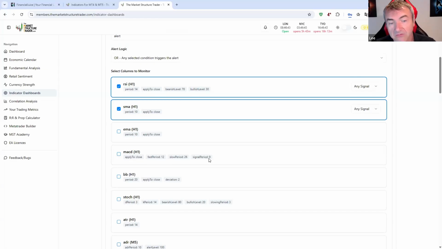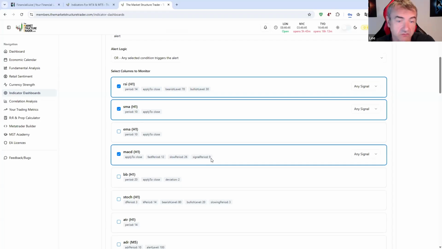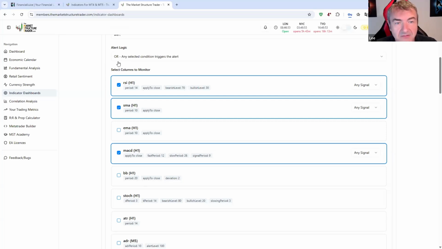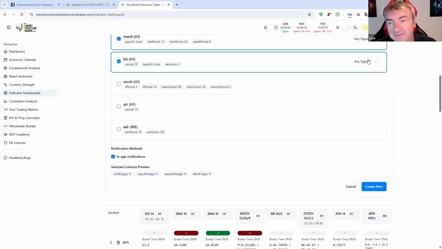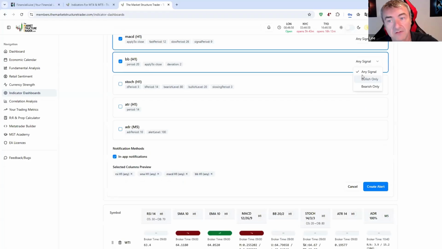There's a MACD signal, which is where the fast and slow cross, or the signal crosses the slow line, I think it is. Yeah, fast line, slow line, can't remember. I don't use MACD. Bollinger Bands, obviously, if you're outside the standard deviation. So if a candle closes outside the deviation, it'll give you a signal. And you just basically set those up.